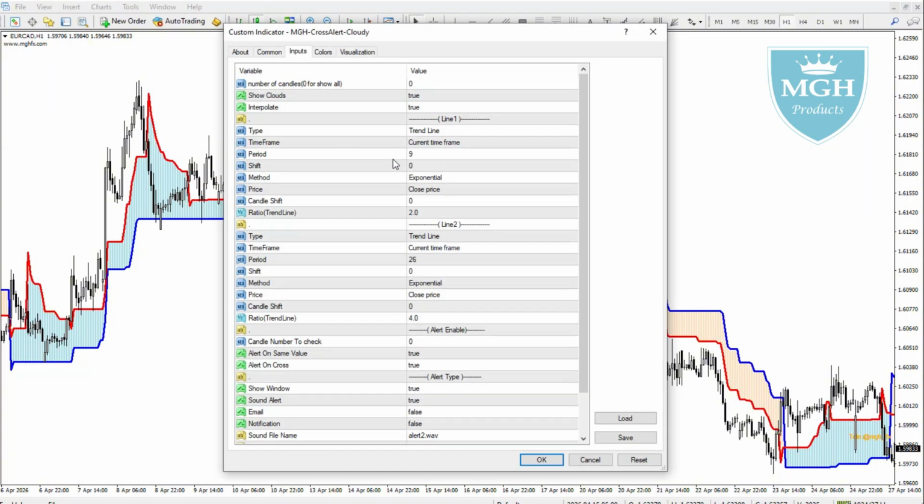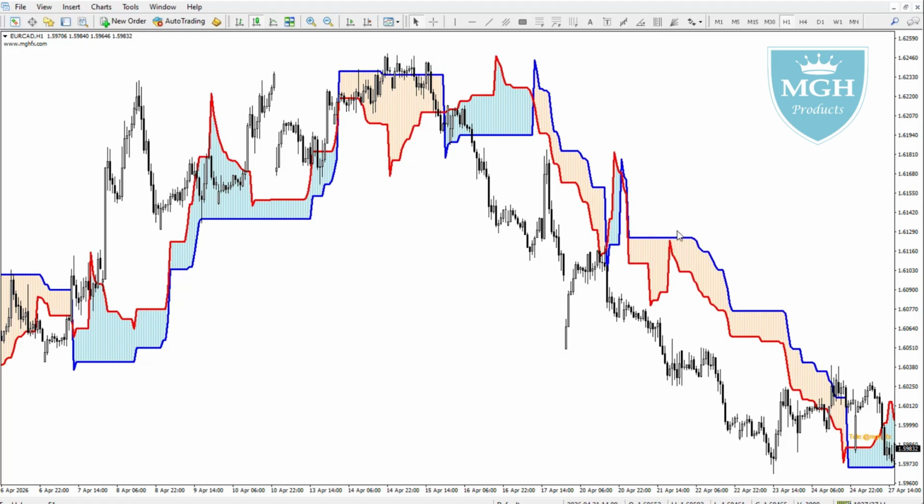Same setup as before, two trend lines, but this time both lines have a shift of 26. On the chart, you will notice that both lines are displayed forward by 26 candles. Here we have applied a shift to our setup. Looking at the chart, CrossAlert calculates the shift position and accurately signals the crossover exactly where we program it. This is highly useful for custom Ichimoku strategies or displaced moving averages.